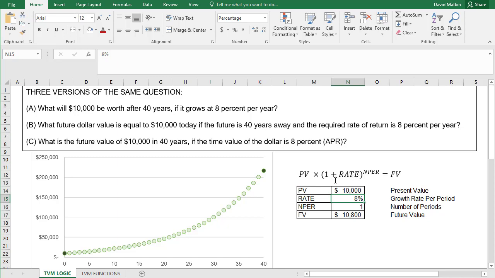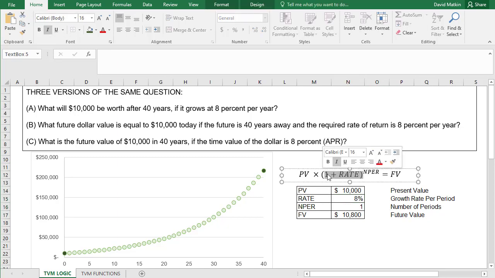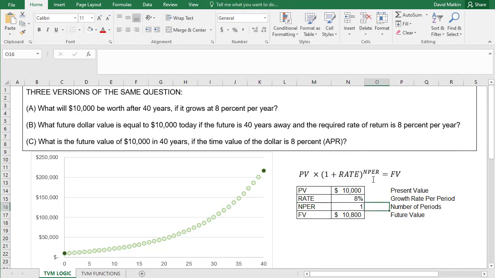And what is the rate? So it's 8% per period. And then we raise this compounding rate to the number of periods that we're going to compound it over. And so here I've got this formula set up where I just take the present value and multiply it by 1 plus the interest rate, which is this 8%, all raised to the power of the number of periods.